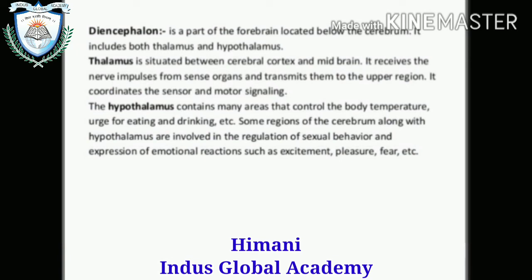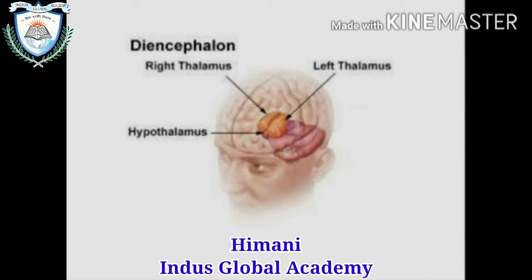And the hypothalamus contains many areas that control body temperature, urge for eating and drinking, and some regions of the cerebrum along with the hypothalamus are involved in regulation of sexual behavior and expression of emotional reactions such as pleasure, fear, etc. In this picture, you can see the diencephalon, in which the hypothalamus and thalamus are there.